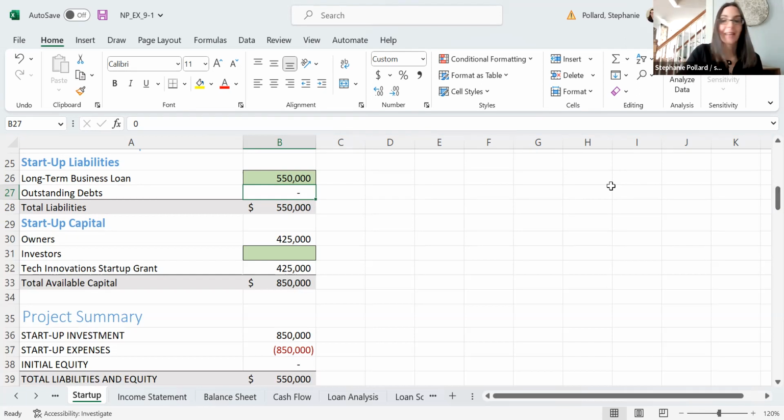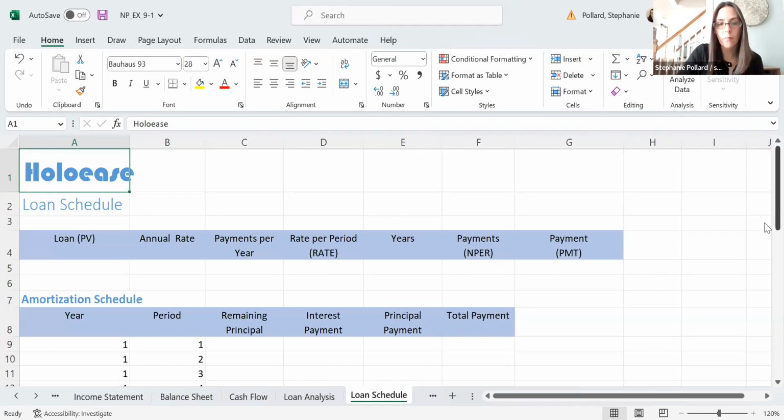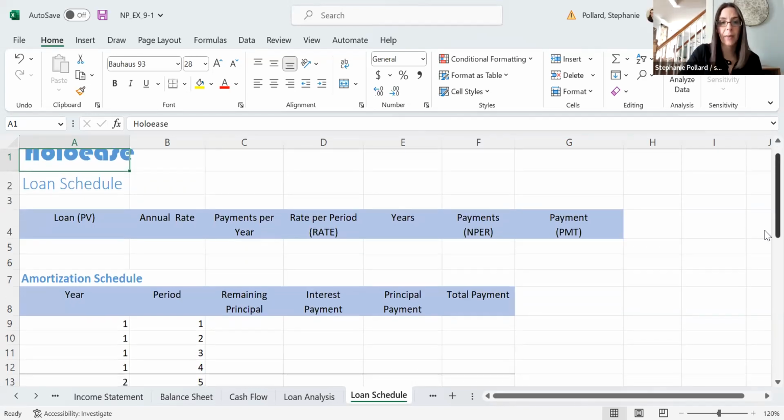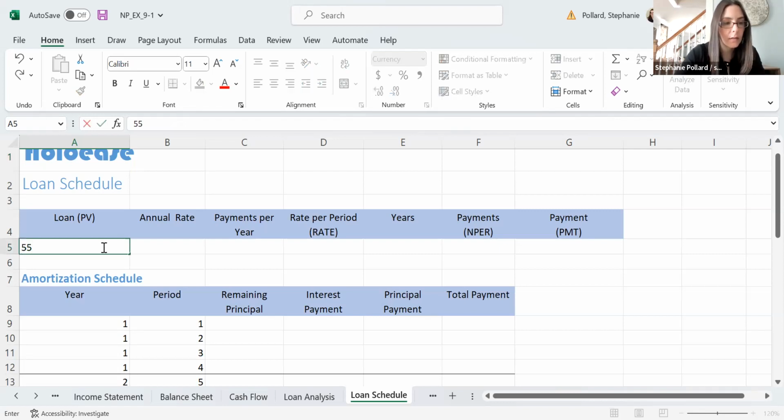I keep saying month to month because I know all my payments are monthly, right? But you don't have to make them monthly. This one is quarterly. All right, so I'm going to go to my loan schedule sheet here, and I'm just going to fill in some of that basic information to start. So our loan value is going to be $550,000. All right, our rate is still going to be 6%.